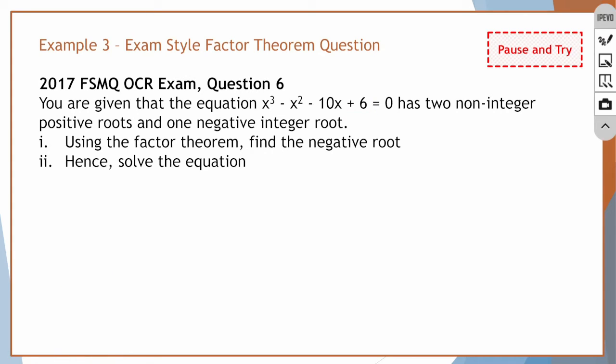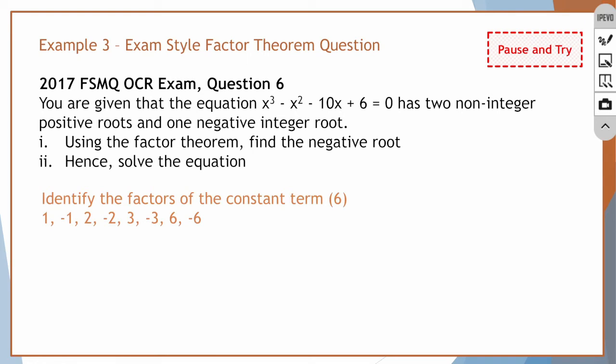So part 1 of the question asks us to use the factor theorem and find the negative root of the function. To find the negative root, we have to substitute different values of x into the function until we get a remainder of 0, just like we've done in the previous two examples. So how can we do this? Well, like I said before, we have to look at the factors of 6 to start with. So here are all the factors of 6.